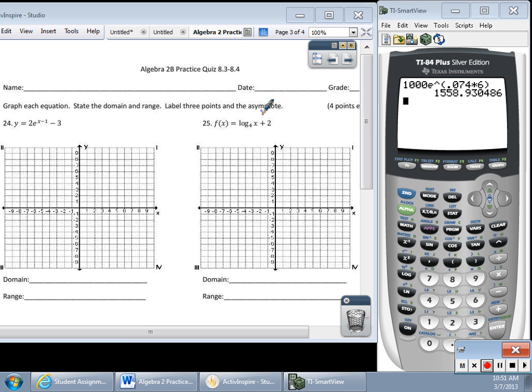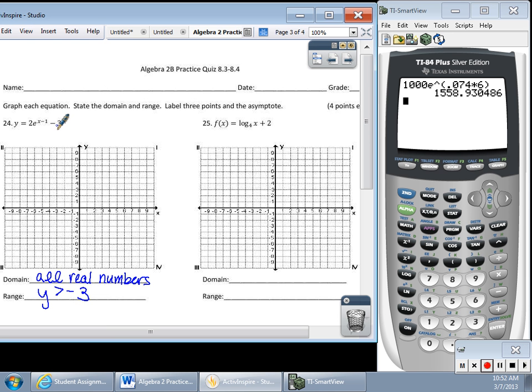We got to label 3 points and the asymptote. So for domain here, it's an exponential function. Remember that the domain of an exponential function is all real numbers. And the range typically would be y greater than 0. This shifts down 3 units, so y is greater than -3.